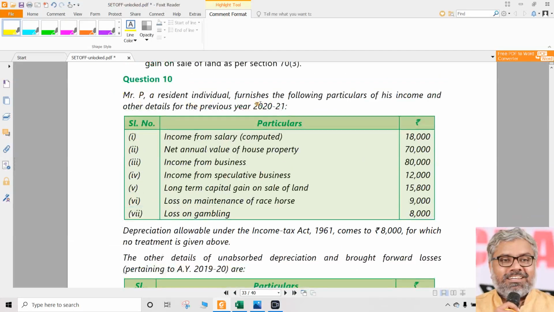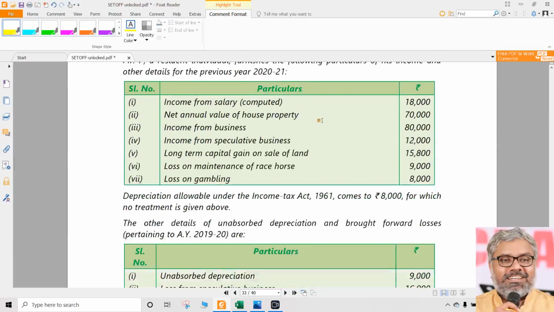Mr. P is a resident individual furnishing the following particulars. Once again, the same. Income from salary is already computed, 18,000. Net annual value of house property is given, so we have to give a deduction under section 24(a), 30%. If you give a 30% deduction of 70,000, which is 21,000, only the remaining 49,000 is going to be taxable income from house property.